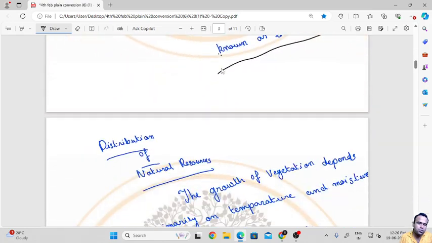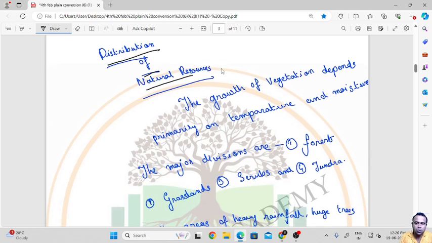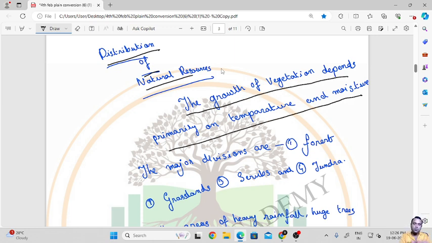So let's go to the second factor, that is distribution of natural vegetation. The growth of vegetation depends primarily on temperature and moisture. The growth of every plant depends primarily on temperature and moisture. For example, the more the rain, the larger the trees will become, the more they will grow up and become big. The less the rain, the shorter the trees will become, because the trees will have to save their water resources, right?